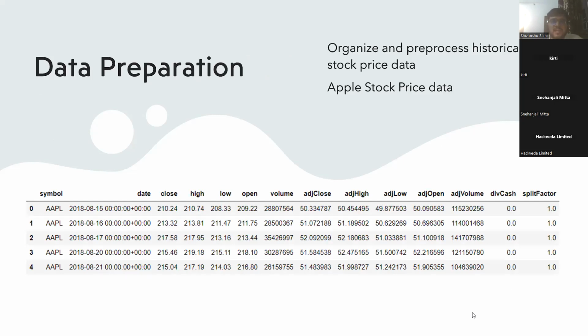So I have chosen the Apple stock data, and here you can see on the screen this CSV file that I have downloaded contains symbol, that is Apple, date, closing price, high, low, open, volume, adjusted close, adjusted high, low, open, and adjusted volume, etc.